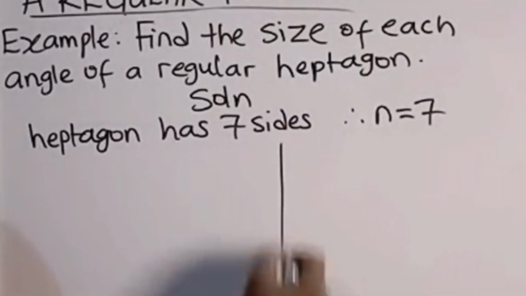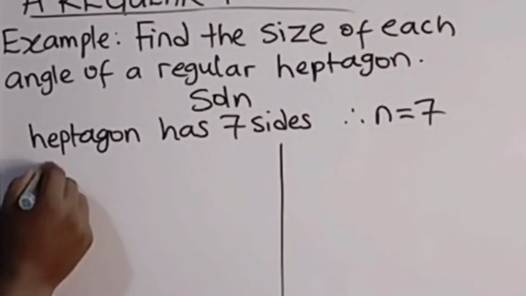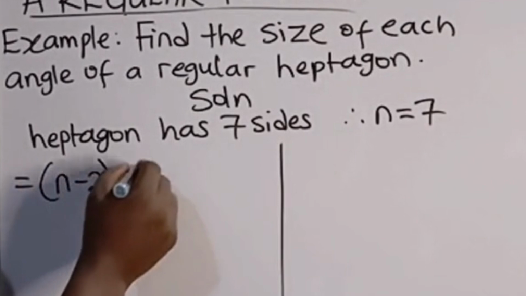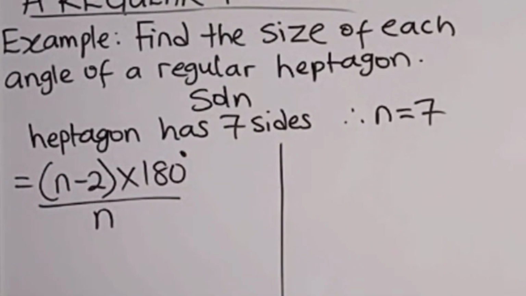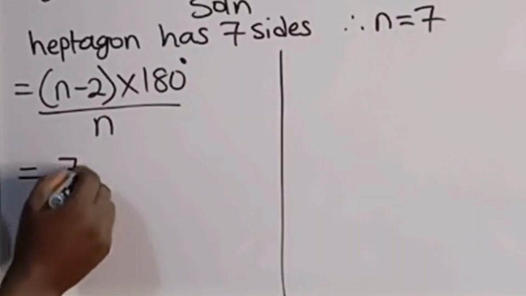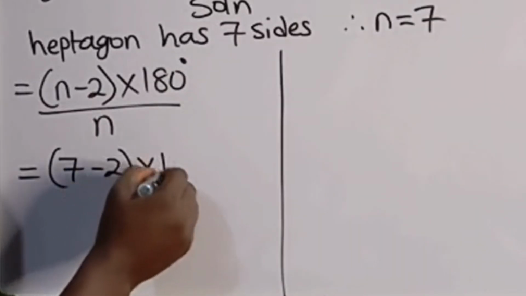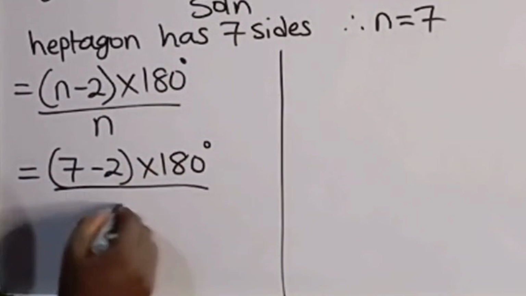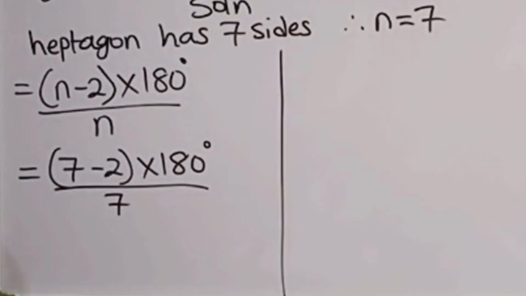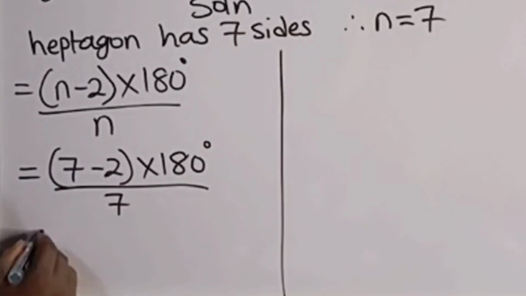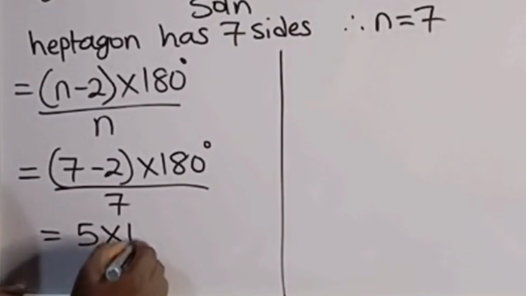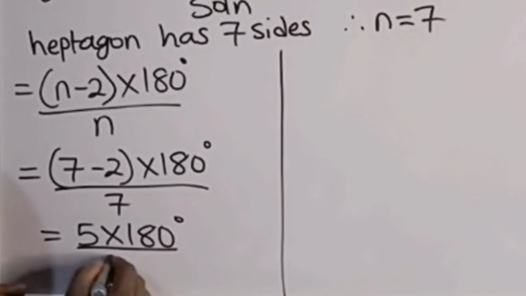The formula is (n minus 2) times 180 degrees divided by n. So our n is 7. So we have (7 minus 2) times 180 degrees divided by 7. 7 minus 2 is going to give us 5. So 5 times 180 degrees all over 7.